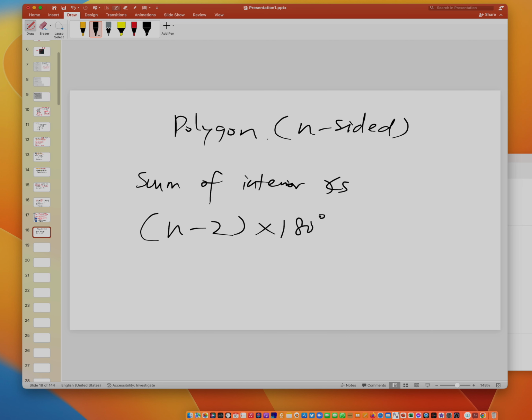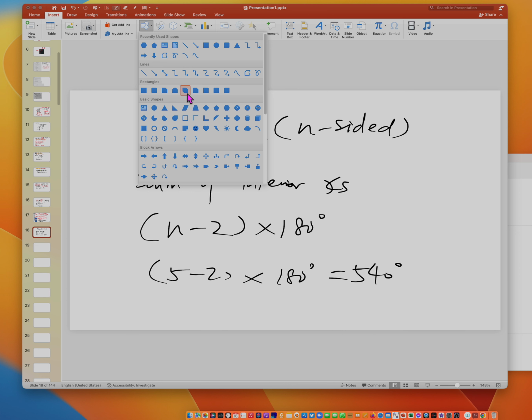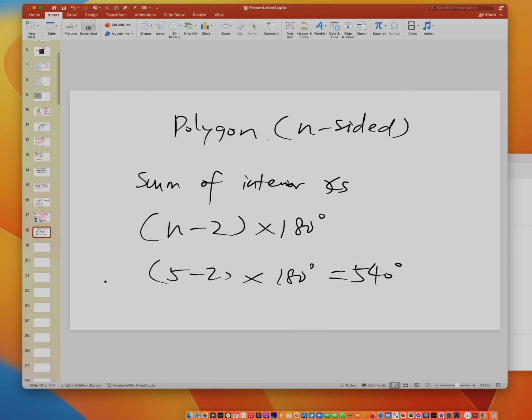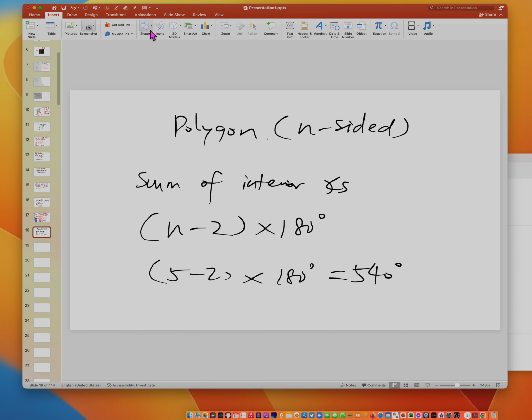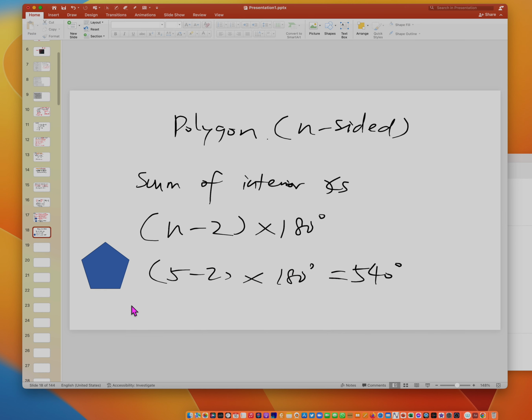So therefore, for a pentagon, pentagon is 5-sided, right? 5-sided is 5 minus 2, 3 times this. Can you help me out? 540. So it's 540. So let me just get the pentagon out. Okay, now good. So if you have this pentagon, that means all these angles add up to 540.